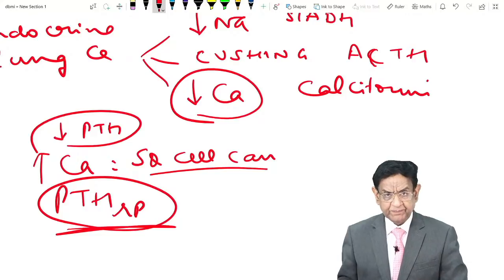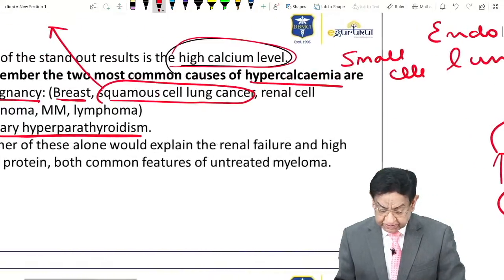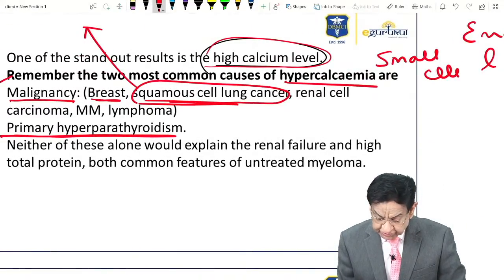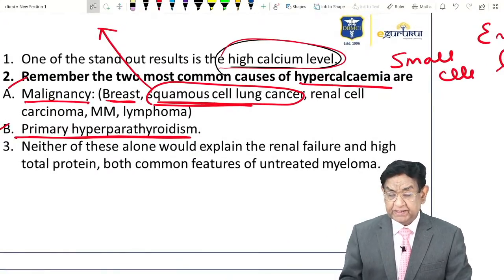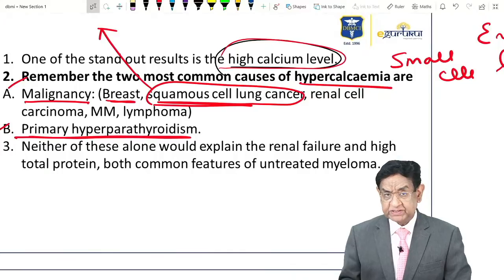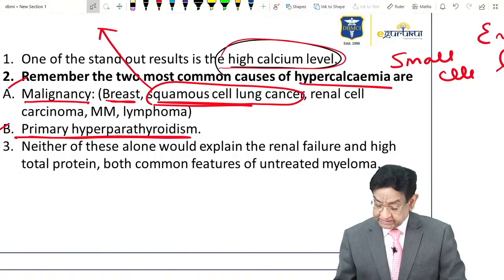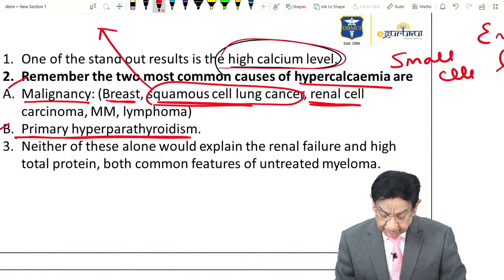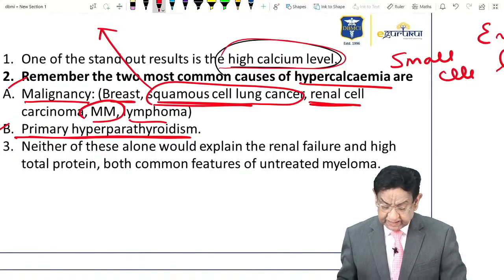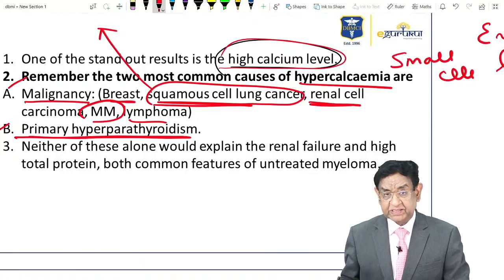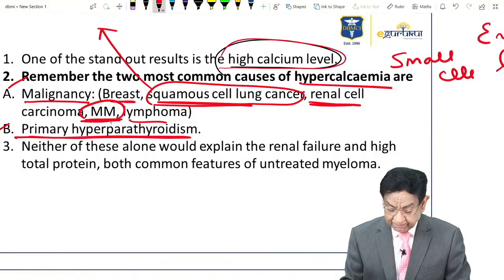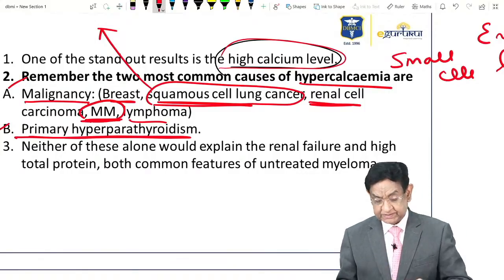Point to be noted. We get a lot of extra-edge questions on these words, squamous cell lung cancer, and now you are clear about it. Lung cancer alone is not sufficient. It has to be squamous cell. Renal cell carcinoma, multiple myeloma, lymphoma are some of the other malignancies. Not to forget, in our answer, we made a diagnosis of multiple myeloma. We'll talk more about this.